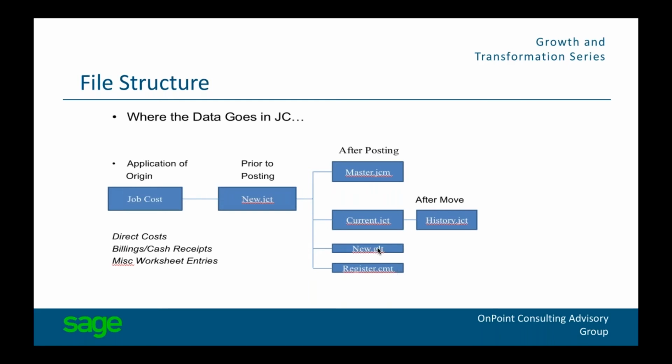And what it does with it when it sends it over there to the new file in general ledger depends on what your settings are in job cost, if it will try to go ahead and post itself or not. It might sit there and wait for you to go over there and post it. And if you move stuff, then it'll go from the current.jct over to the history.jct. That's the only thing that's happening when you do a move.